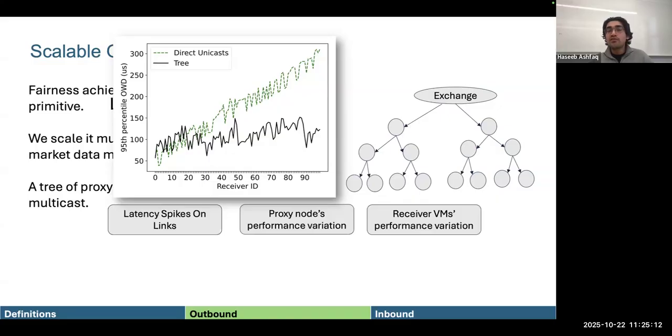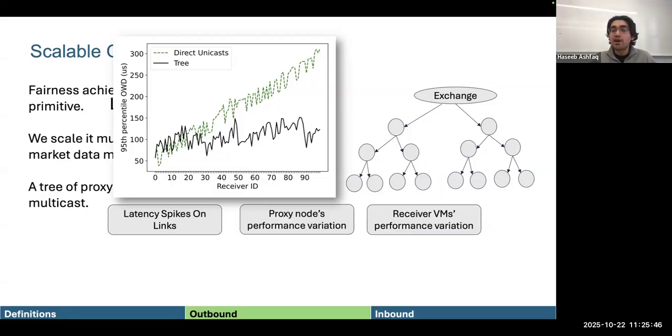Now, although we have this balanced latency, we have way more nodes in the path of messages. Each of these nodes is a VM, and more of these nodes in the path of messages means more room for performance variation. A VM's performance may change. The links between VMs may show some straggler behavior. So there is a lot of room for performance variation, which increases latency variations. So we deploy mechanisms to deal with that.